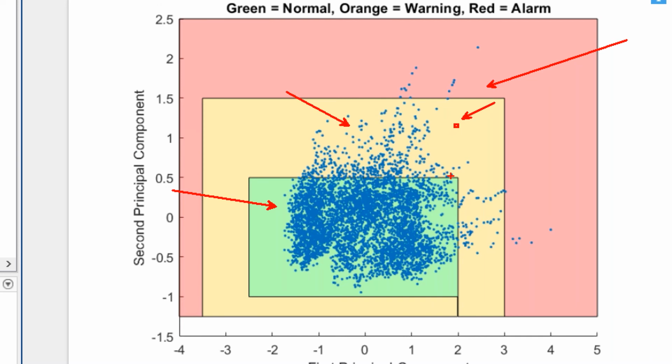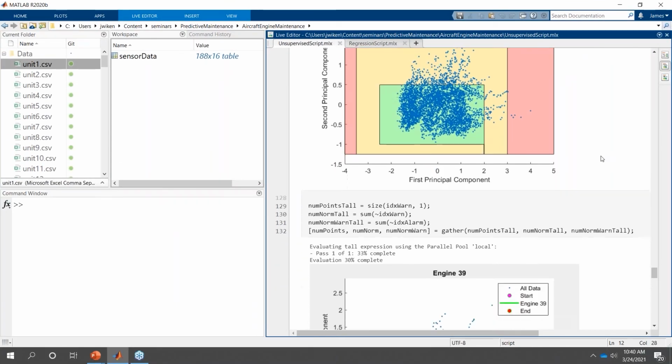Or if we're being more conservative, maybe we bring things down for maintenance once they've spent some time in the orange, right? Say they spend 5 cycles in orange in a row, then we bring it down for maintenance then, right? It kind of depends on how conservative or aggressive you want to be in your maintenance schemes.